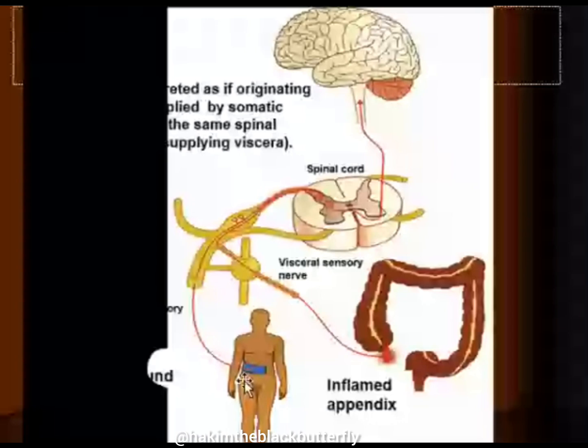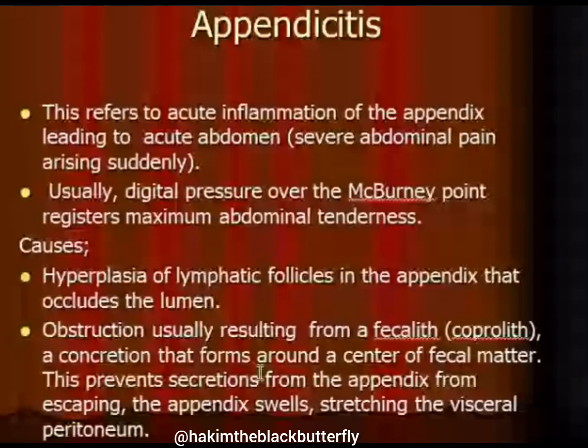Because on the inside of the abdomen, the appendix is also touching the wall of the right iliac fossa. So when it touches the wall of the right iliac fossa, that pain spreads to the right iliac fossa, but originates from the umbilicus for reasons I've given you.